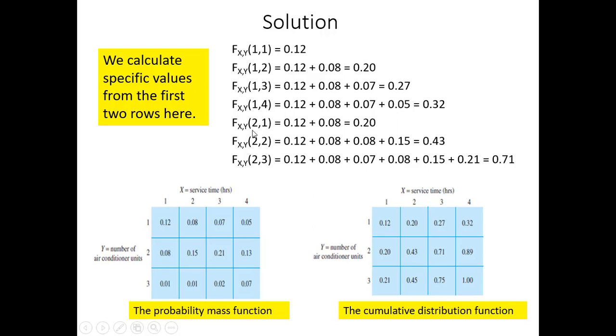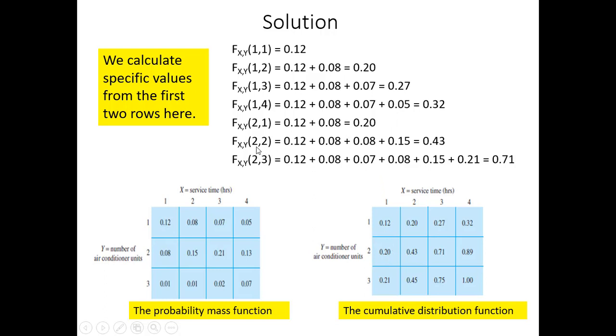Now, suppose we wanted the values for the second row. Okay. So if I look at the cumulative distribution F(2,1). Okay. So now we notice that we have to stay in the first column. So this value over here is the sum of these 2. That's how we get 0.20.